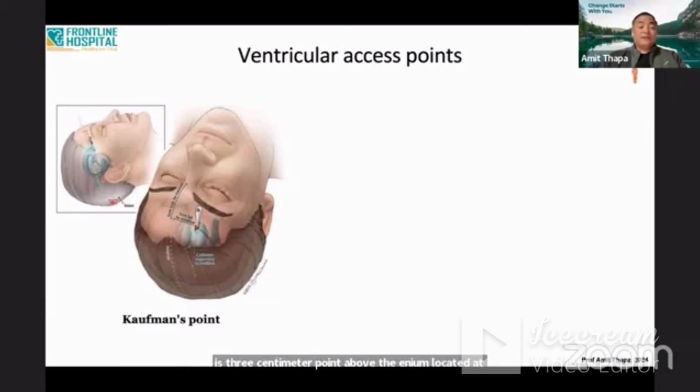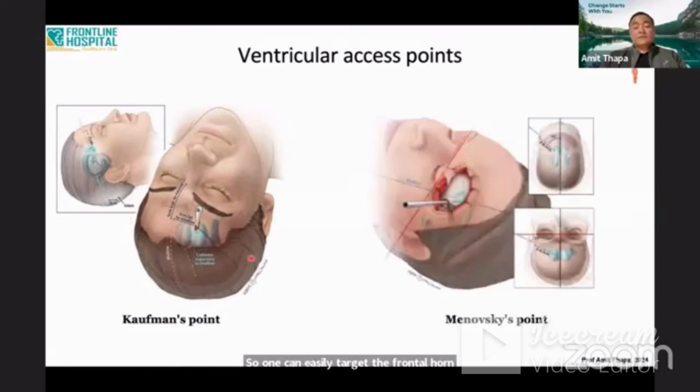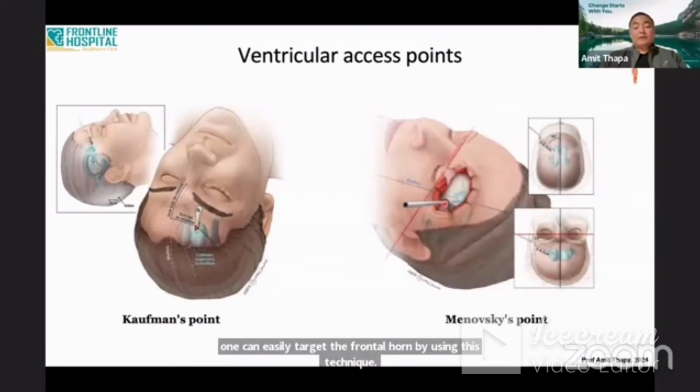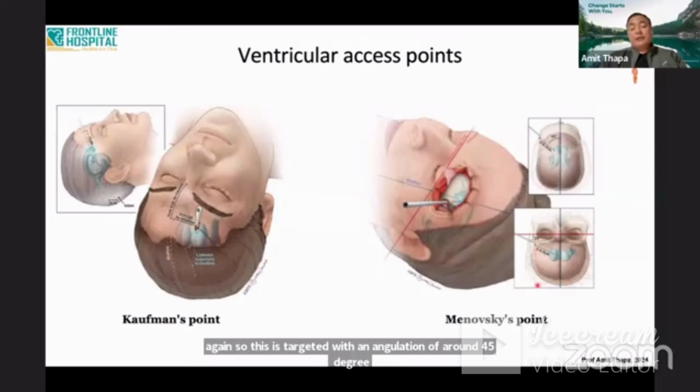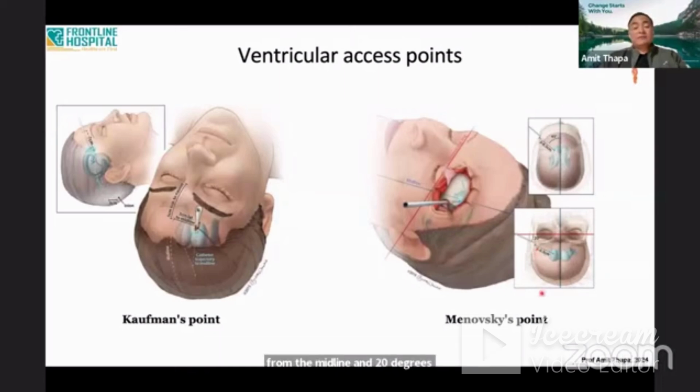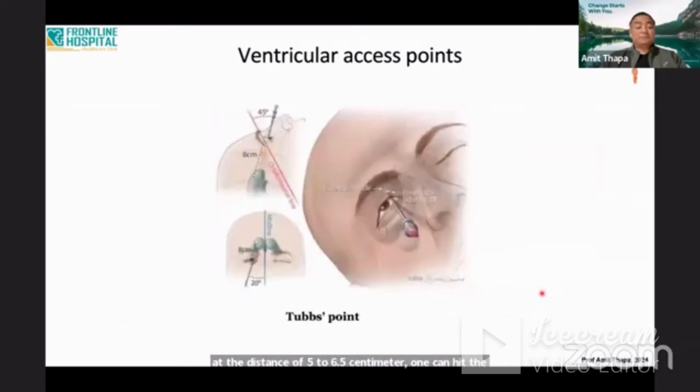So one can easily target the frontal horn by using this technique. And then there's the Kocher's... the Minosky point, which is basically a supraorbital approach to the frontal horn again. So this is targeted with an angulation of around 45 degrees from the midline and 20 degrees superiorly pointed. And at the distance of 5 to 6.5 centimeters, one can hit the frontal horn again using this particular technique.